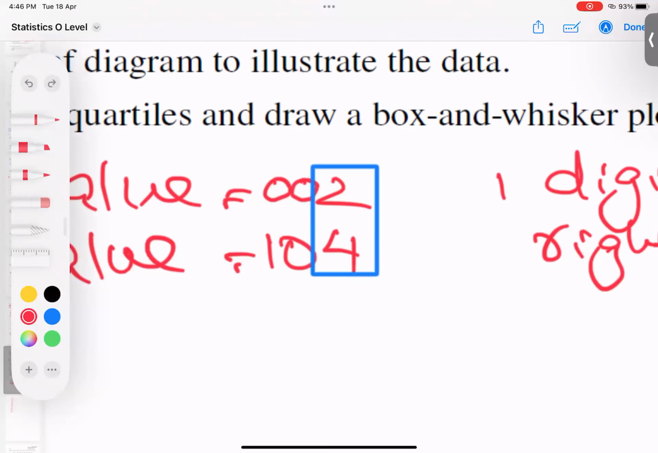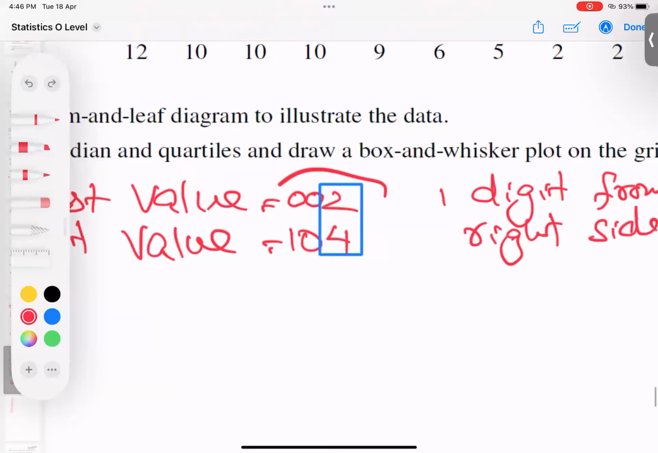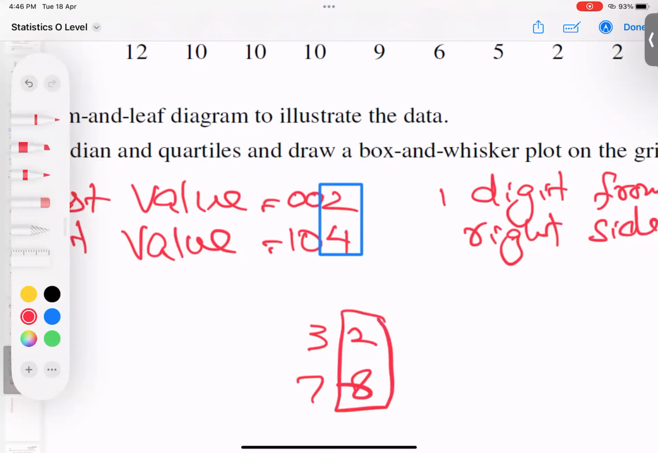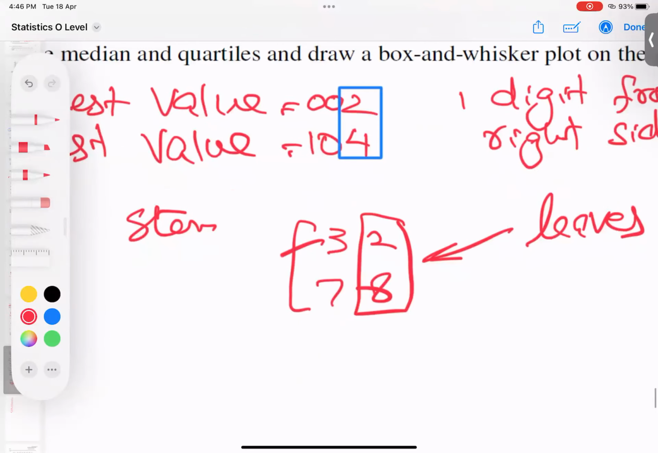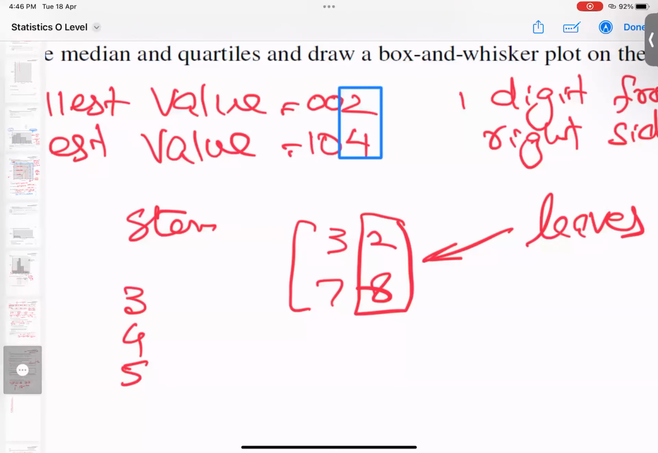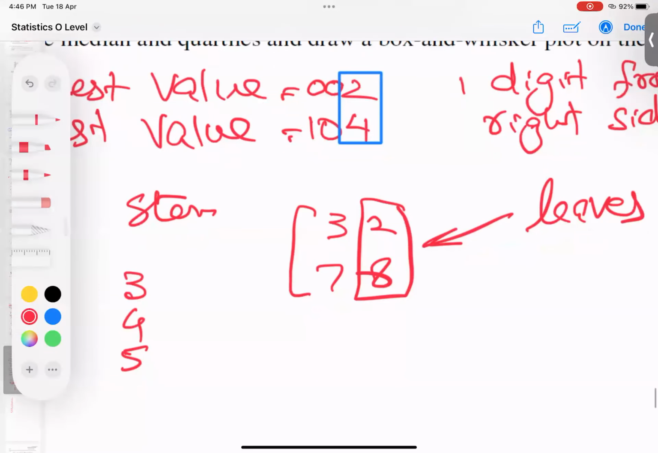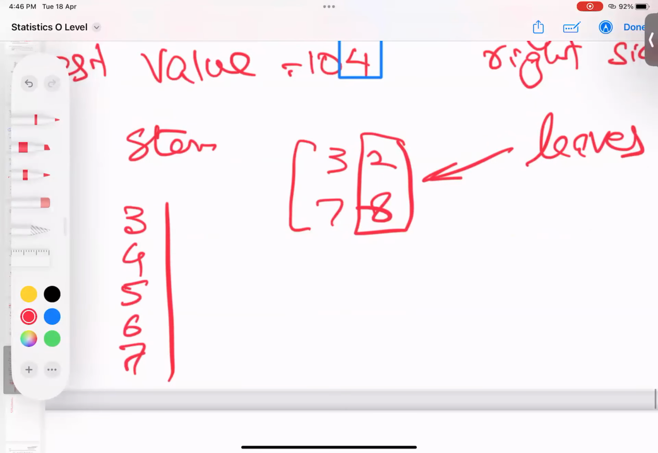Sometimes, for example, in this situation, I will show you. Let's say 32 and 78. So leave one digit from the right side. These are called leaves, and these are called stems. And stems start from where? 3, ending where? 7. So then you make 3, 4, 5, 6, and 7. And that's it. No need to make more.